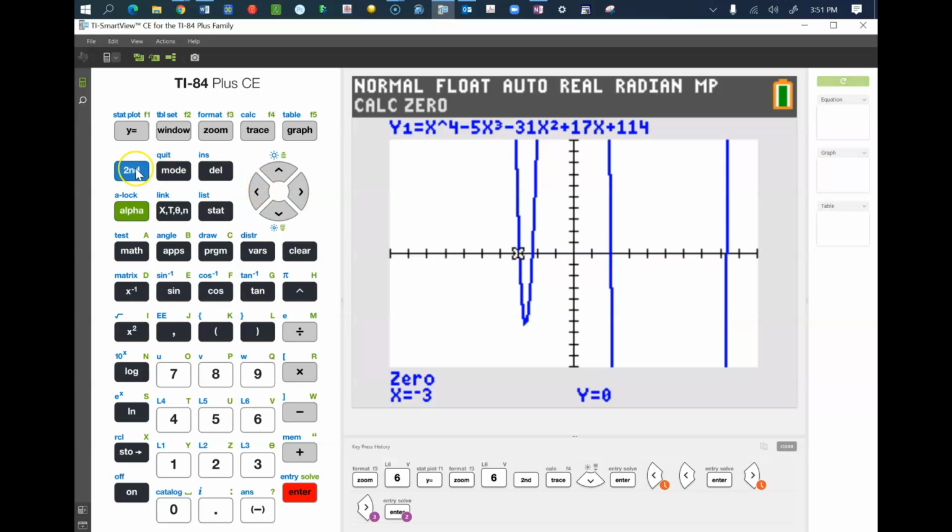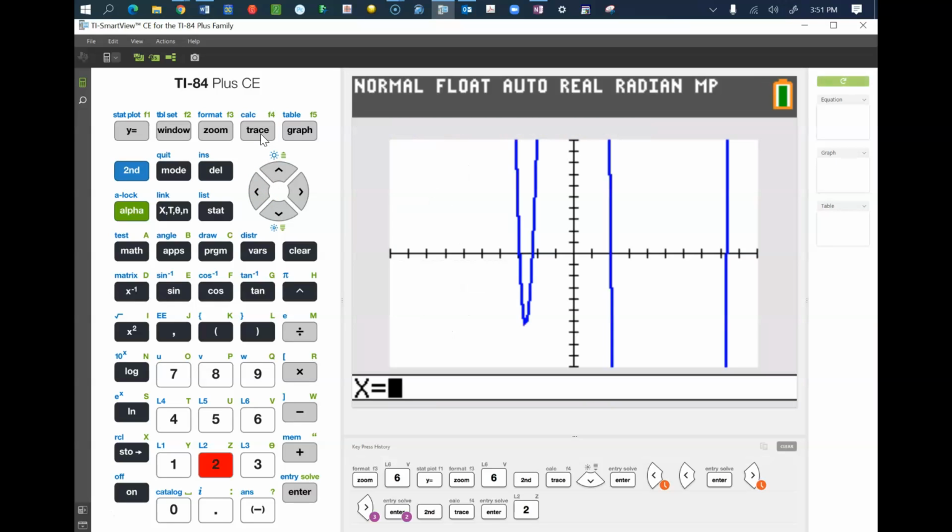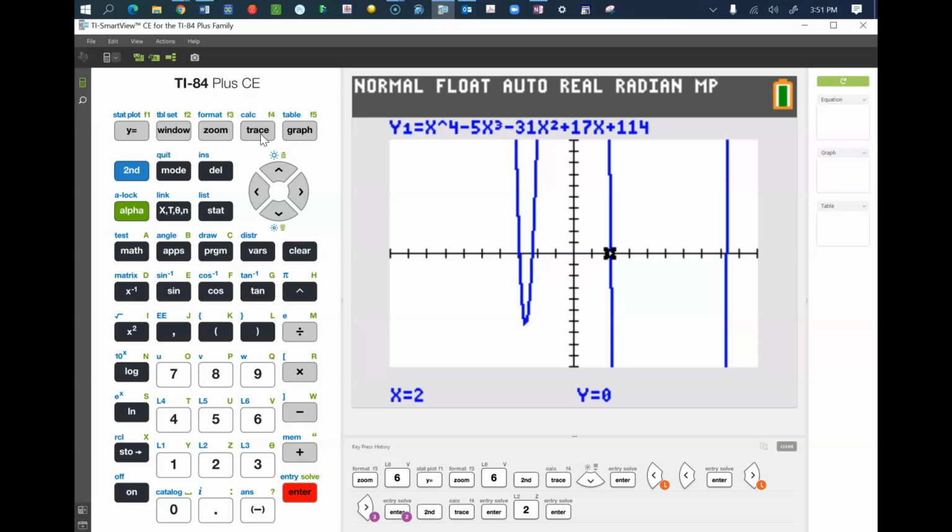So here's a quick way you can check that. If you hit second and the trace button and you use the value feature, if x equal 2 is a 0, y should be equal to 0. So -3 and +2 are 2 zeros for our fourth degree polynomial. And now we're going to use those to do synthetic division.